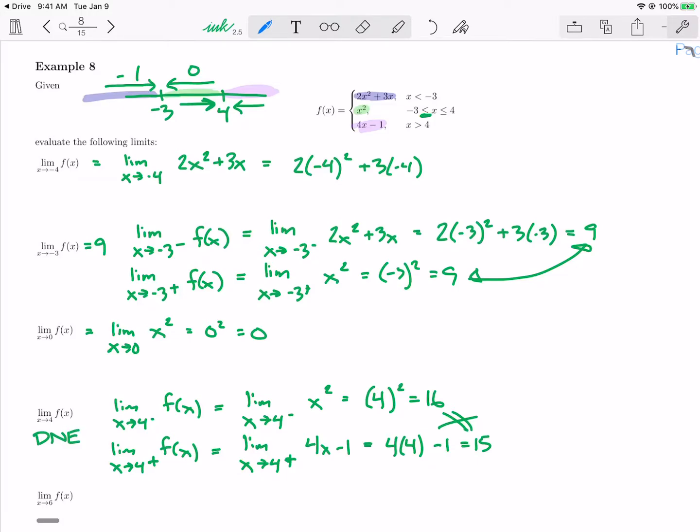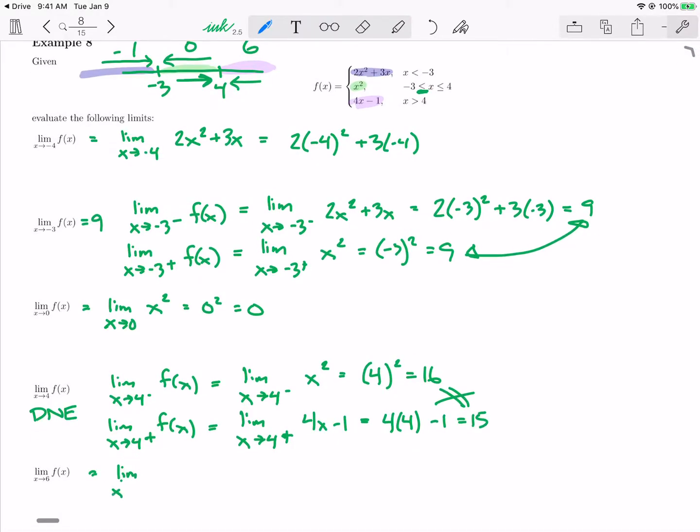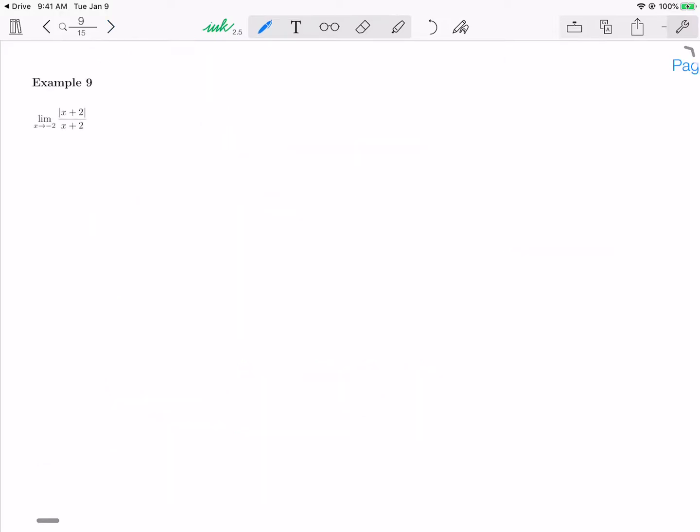And lastly, 6 lives in the pink space. So I'm doing the limit as x goes to 6 of 4x minus 1, which is simply 4 times 6, 24, minus 1 is 23. So whenever I was at one of these cutoff points, the -3 and the 4, I had to look at a left and a right-sided limit. They had to be the same in order for the two-sided limit to exist.